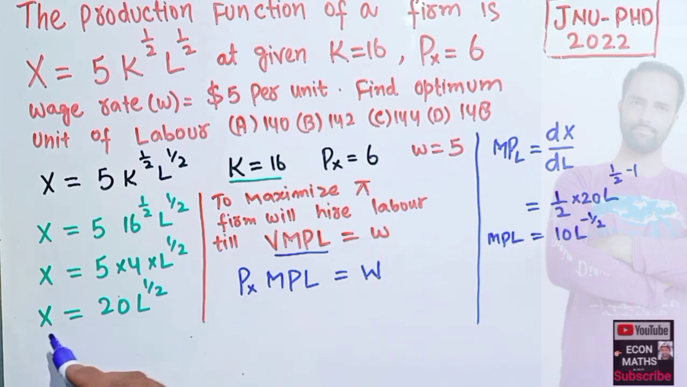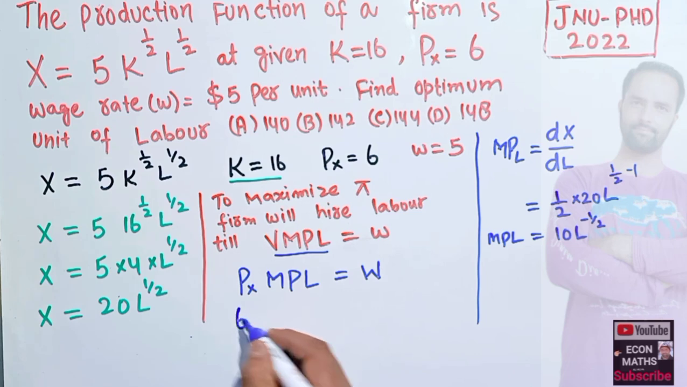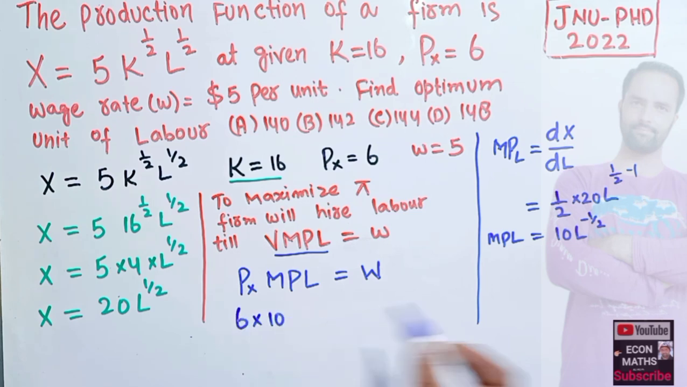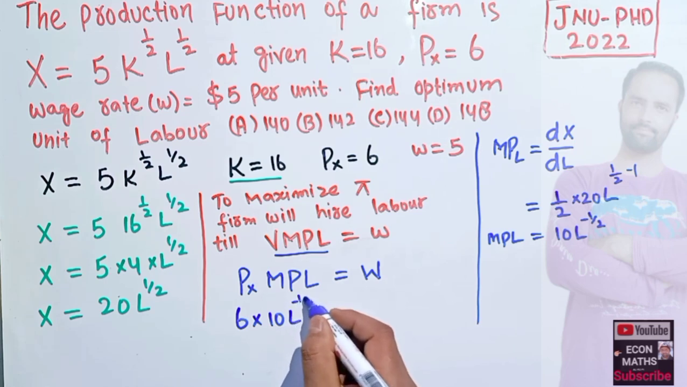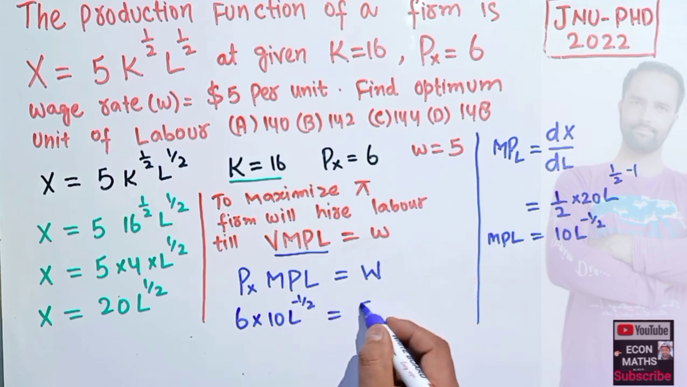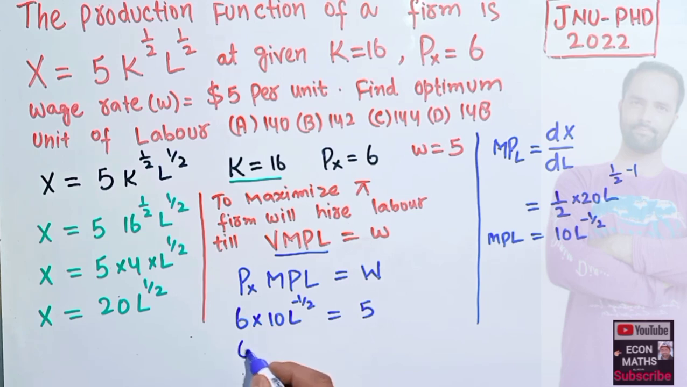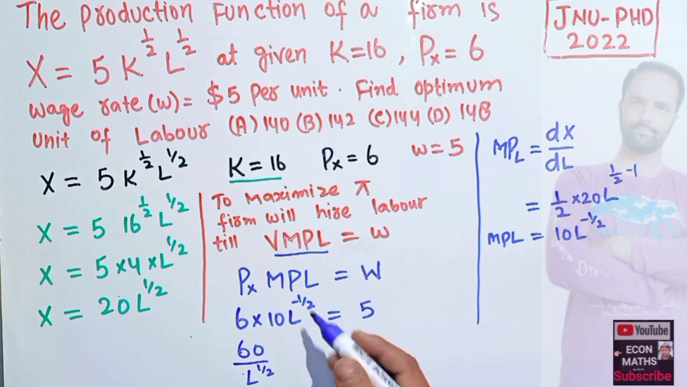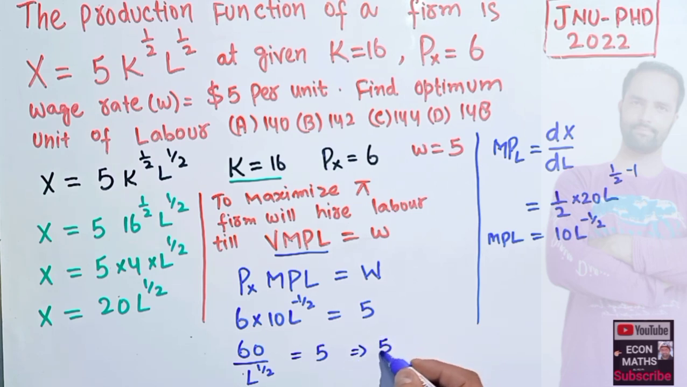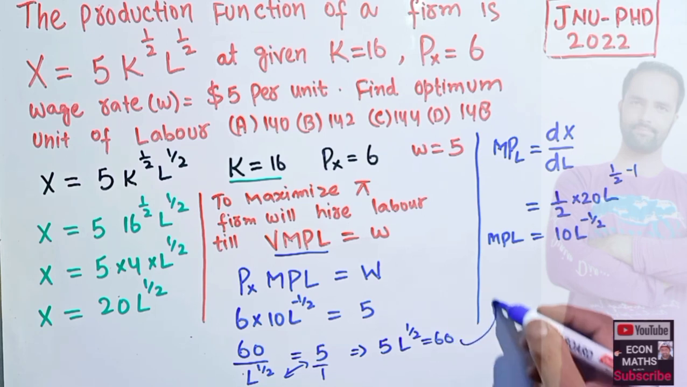So let's write it here. Price of X is being given as 6, so I can write here 6 times 10 L to the power minus 1 upon 2 should be equal to the wage rate that is being given as 5. So which implies 60 upon, if I transpose it here, it will become L to the power 1 upon 2. Exponent sign will get changed when we transpose numerator to denominator, should be equal to 5, which implies, cross multiplying, we have 5 L to the power 1 upon 2 should be equal to 60. Let's rewrite it here.